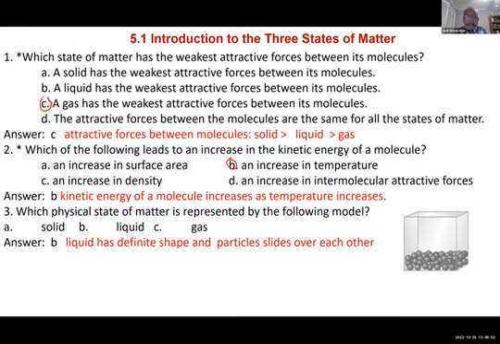Now you have a picture given here. Which physical state of matter is represented by the following model? This cannot be a gas. It's more like liquid or solid. To decide between liquid and solid, if you look at the picture, it's randomly organized. It's not showing much motion, but it looks more like a liquid. Therefore, the answer is B. The picture represents liquid.